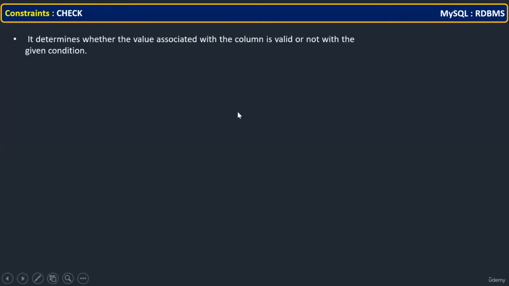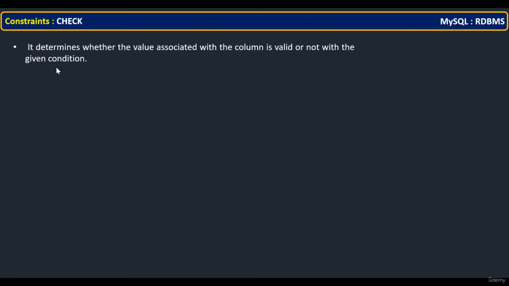So you can see here, it determines whether the value associated with the column is valid or not with the given condition. This is a very simple one. It controls the value in a particular column. By putting a check constraint, only if that condition is true will it allow inserting the value under that particular column. So it ensures that the inserted value in the column must satisfy the given condition.